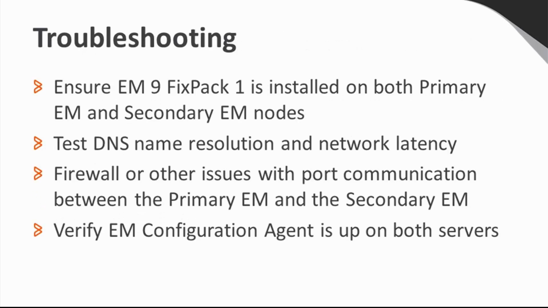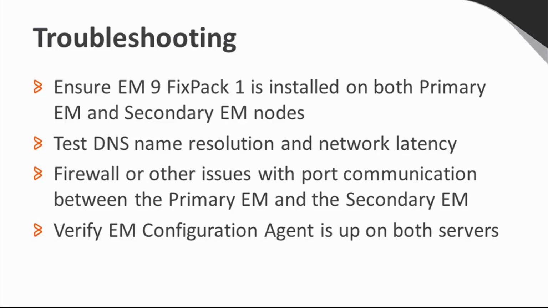For troubleshooting, we'd like to ask that you ensure that the EM FixPack 1 is installed on both primary EM and secondary EM nodes. FixPack 1 will increase the reliability of the CHA process, and it'll work better. Also, test your DNS name resolution and network latency. If that's improved, it'll improve communication between the failover as well as the CHA process to the database.